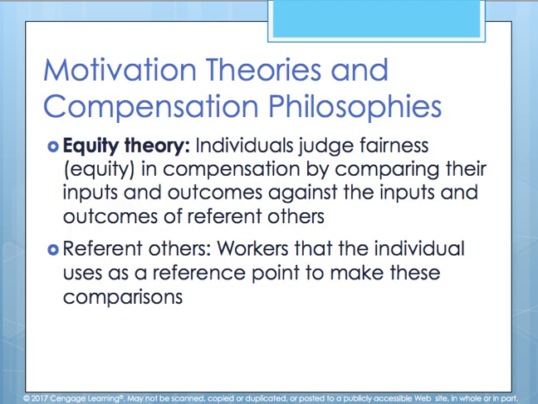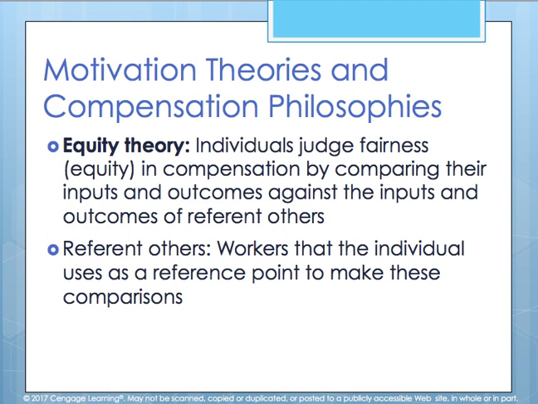Equity theory is how we go about judging fairness in compensation by comparing our inputs and outcomes against the inputs and outcomes of those that we revere, that we place on high stages, and the high performers. They're the ones who have been high achievers, and they've been setting the standard consistently. So that's who we then use as our reference point to make all other comparisons to, if that makes sense.